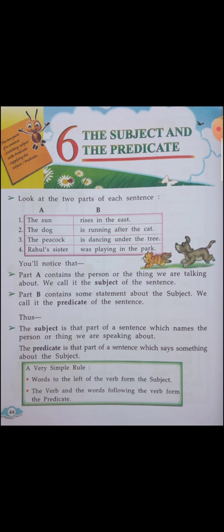Let us see some examples which are given in your book. They are divided into part A and part B. Part A is the subject and part B is the predicate. Now we will see how to divide a sentence into a subject and a predicate. Subject can be a noun, pronoun or a proper noun. And predicate starts with a verb.